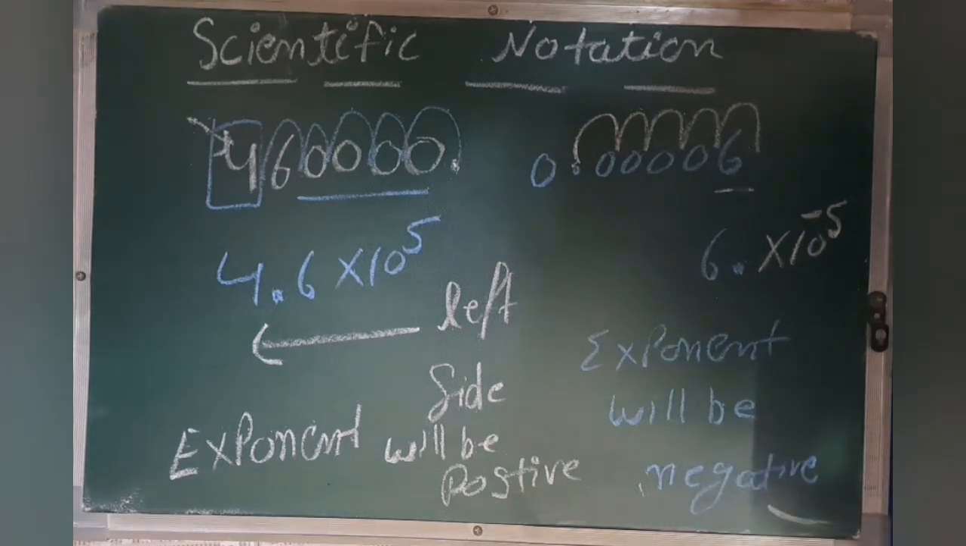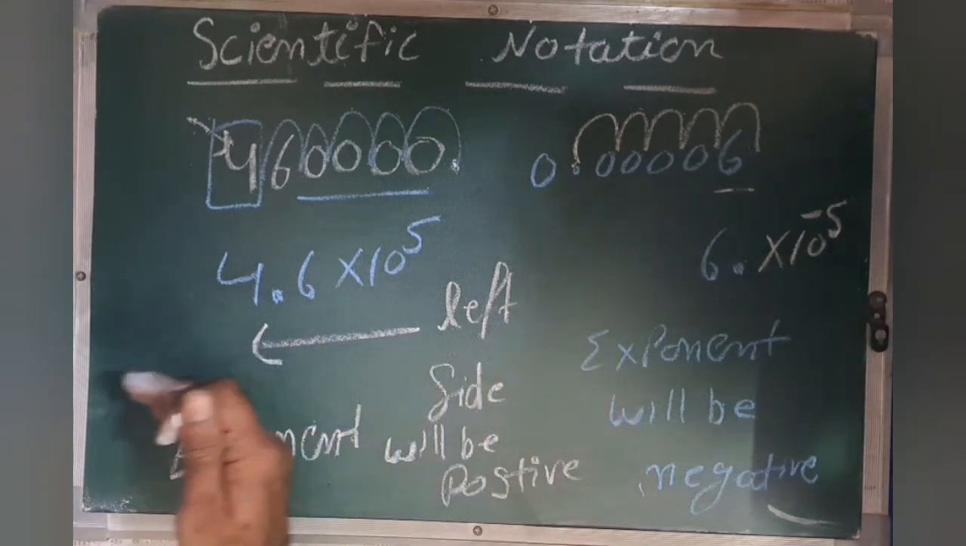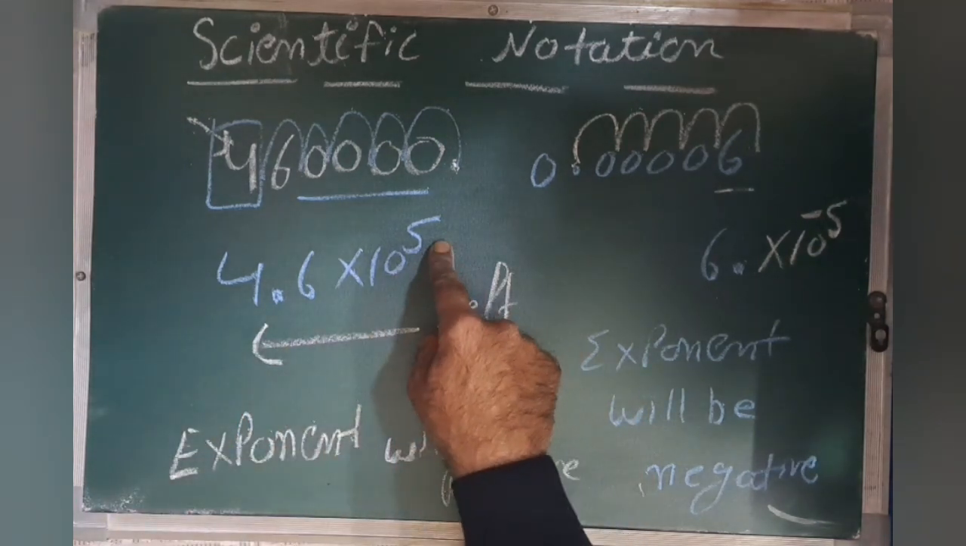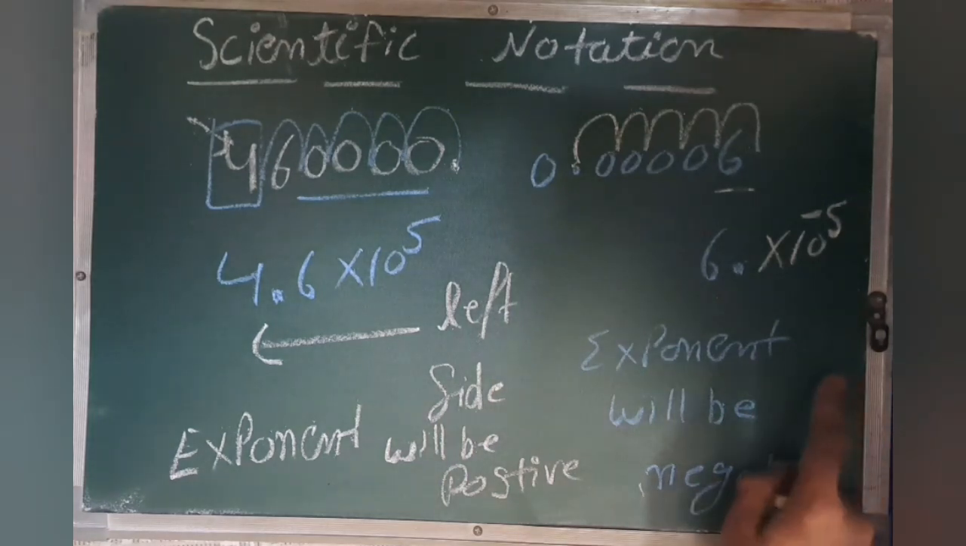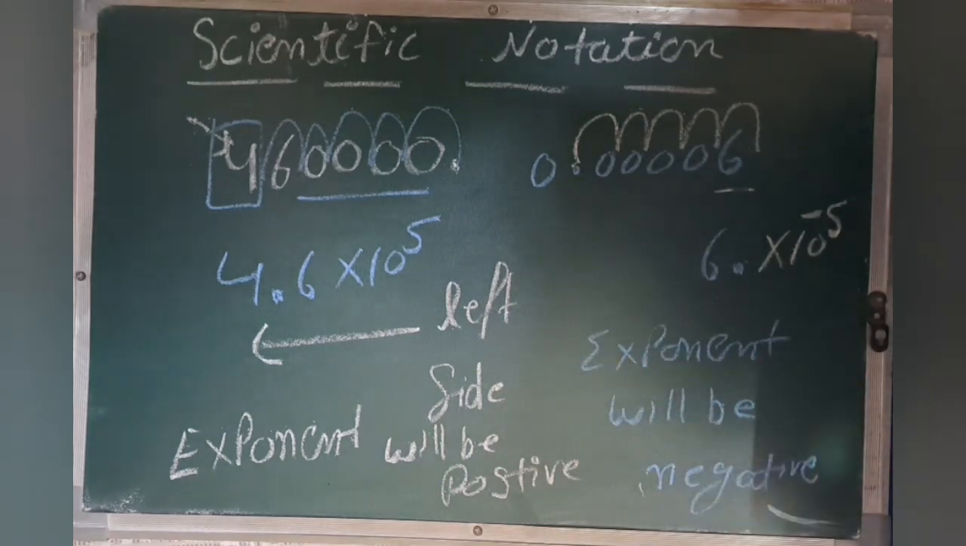So what steps do we have to check in this? Our decimal is moved either left-hand side or right-hand side. When our decimal is moved left-hand side, our exponent will be positive. When we move the decimal right-hand side, our exponent is negative. So in the next video, I'll explain more examples for this.